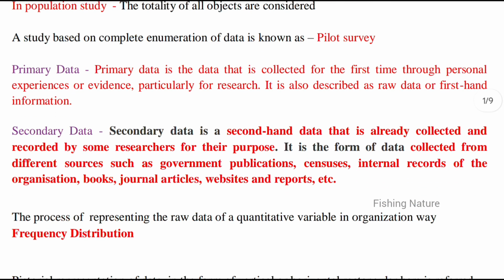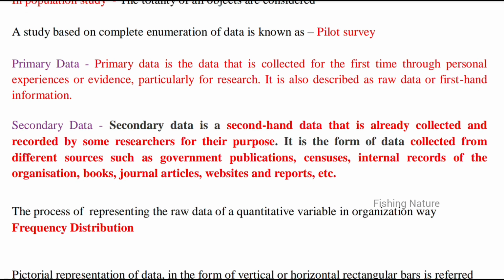Primary data. Primary data is the data that is collected for the first time through personal experiences or evidence, particularly for research, and it is also described as raw data or first-hand information. It is the raw data, where the person has collected the information first-hand. That is the primary data.